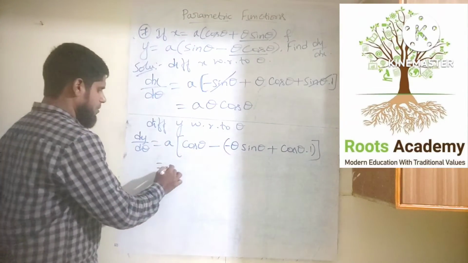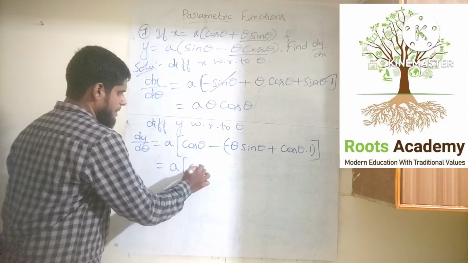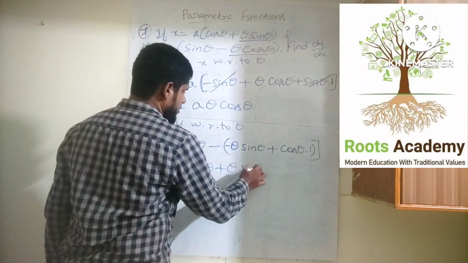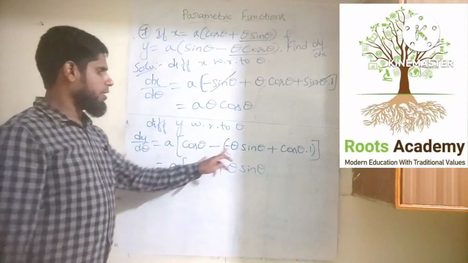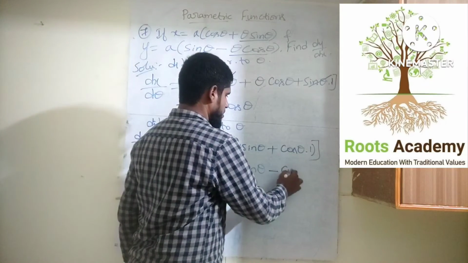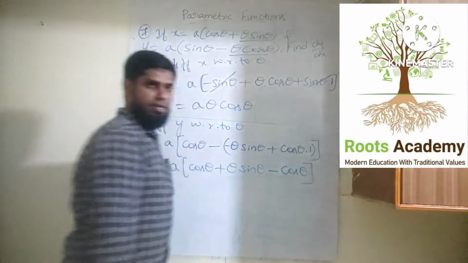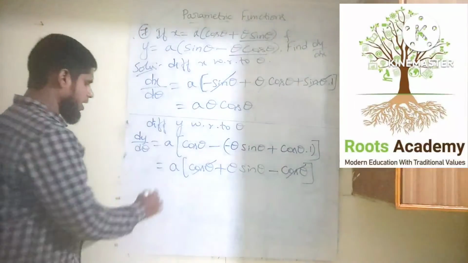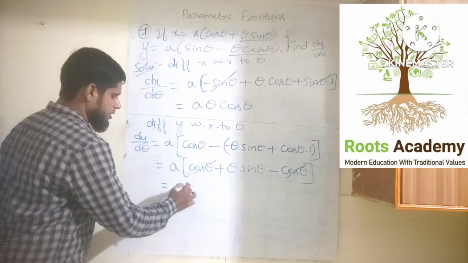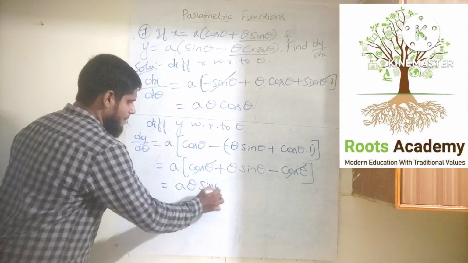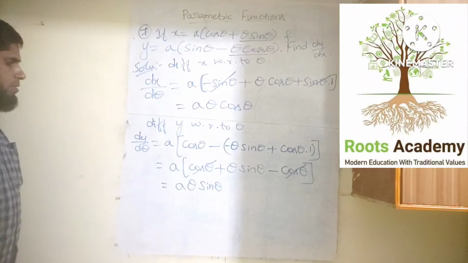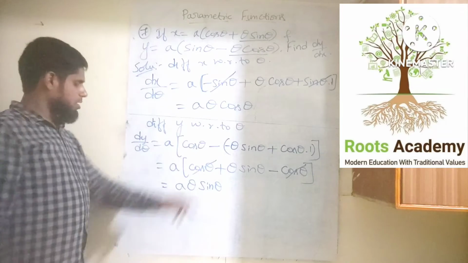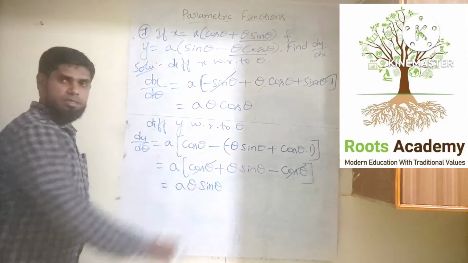Let us multiply this: a bracket cos theta, minus into minus plus theta sin theta, minus into plus is minus cos theta. Plus cos theta and minus cos theta get cancelled, which is equal to a theta sin theta. So here dx by d theta is a theta cos theta and dy by d theta is a theta sin theta.